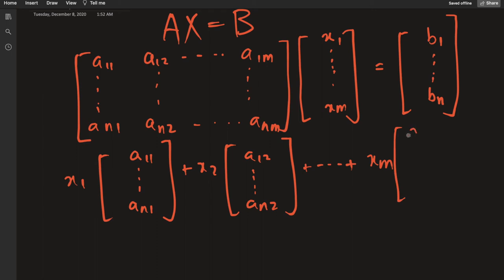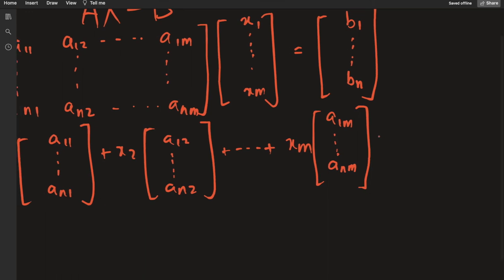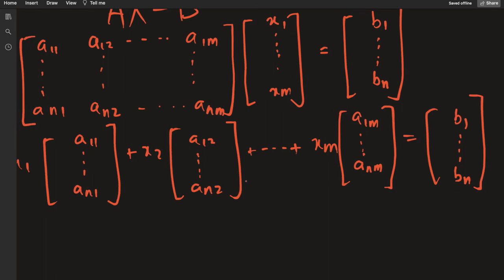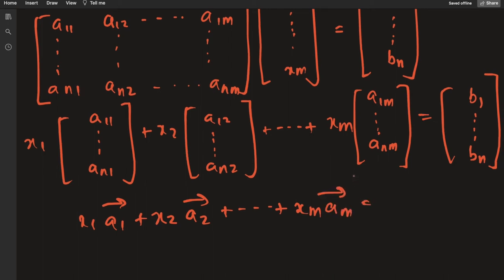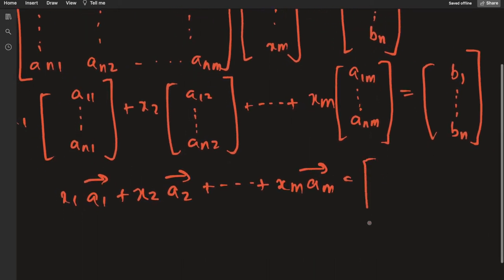Xm times a1m... anm, and that is equal to b1 till bn. Okay, let's just change notation a bit. Let's call this a1 vector. I'm using this classic physicist notation. Xm am vector is equal to b1 to bn, which is the b vector.